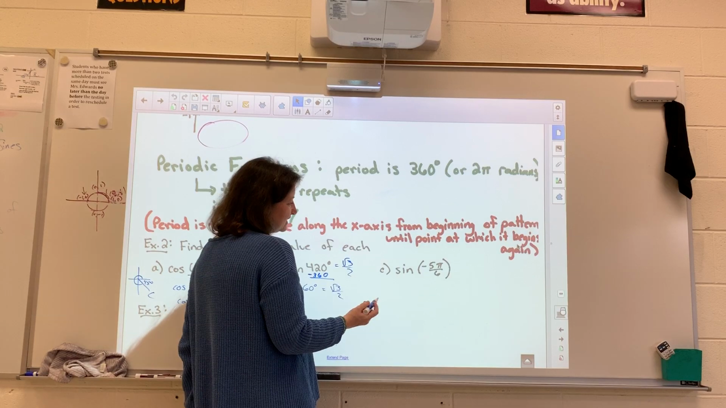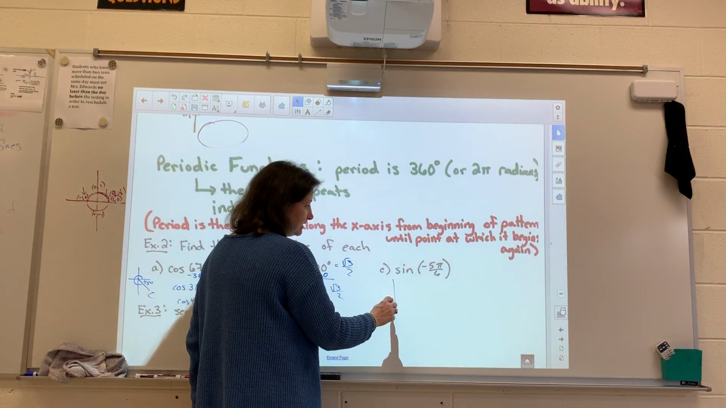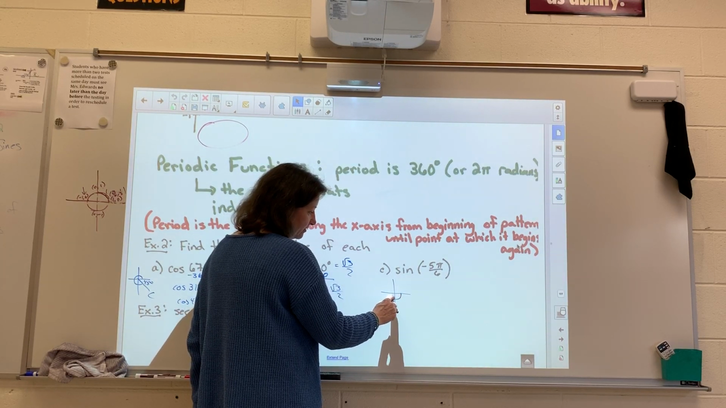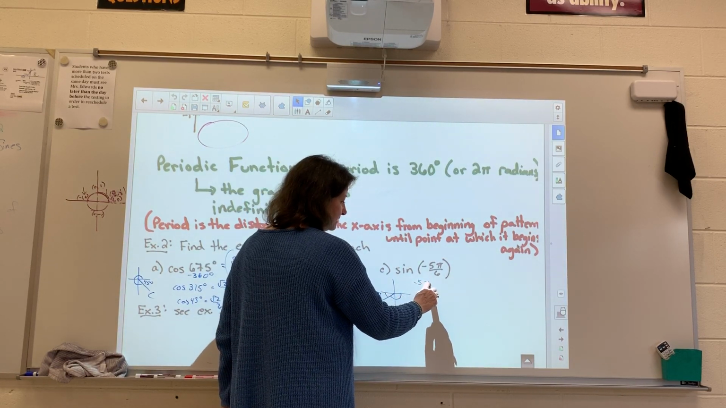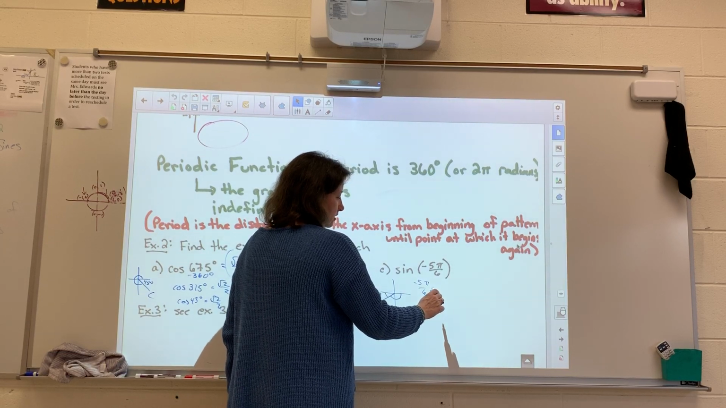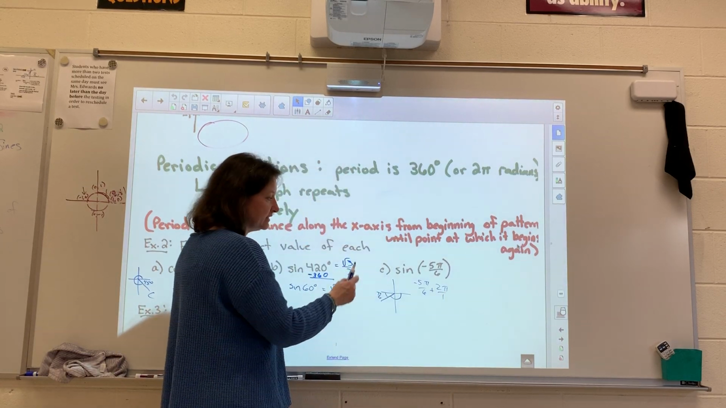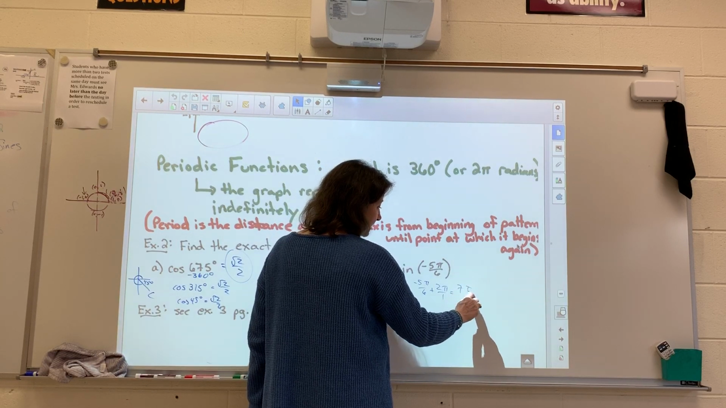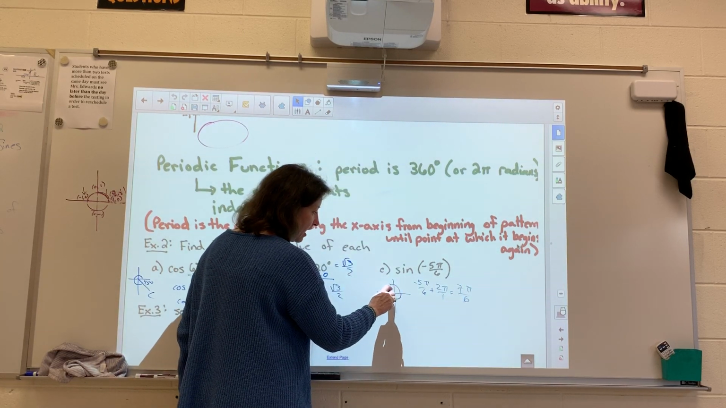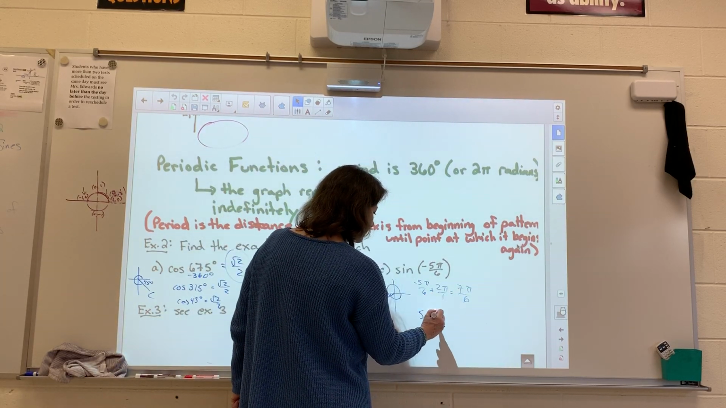Negative 5 pi over 6. The easiest thing to do, I think, is to figure out that it's here and the reference angle is pi over 6. But there are those who instead say, well, I'm just going to add 2 pi to it. What would be the common denominator? 6. Negative 5 over 6 plus 12 over 6 gives me 7 over 6. So there are those who would prefer to go the positive way, 1 and 1/6. Either way, you end up with a reference angle of pi over 6.